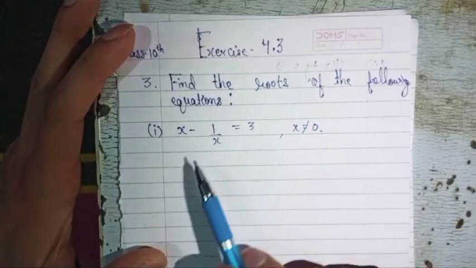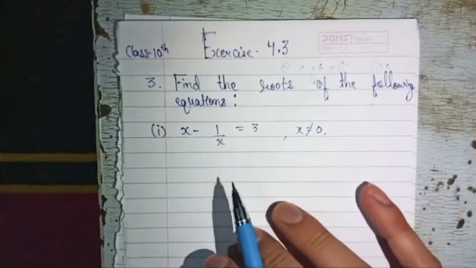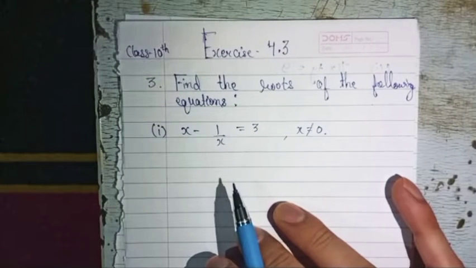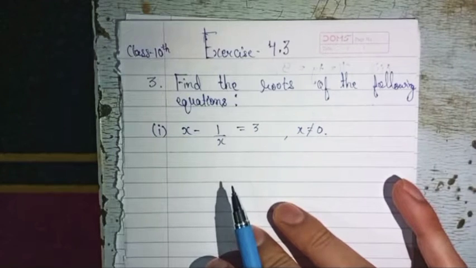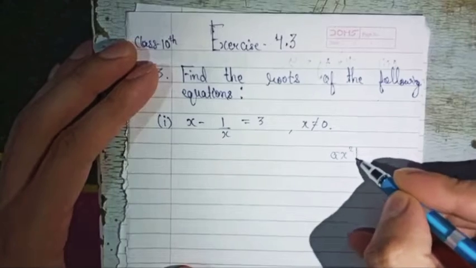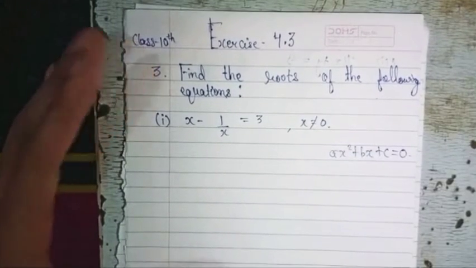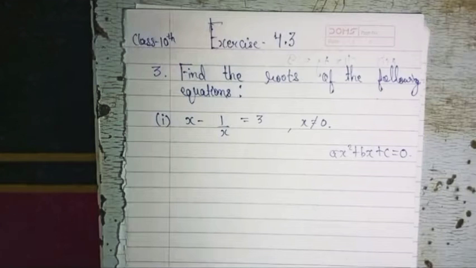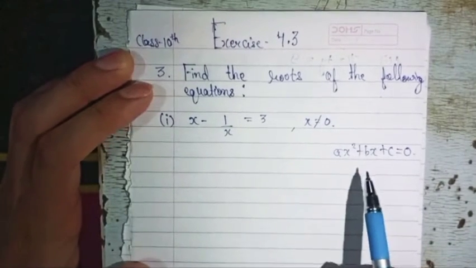So the equation is not given to us in a quadratic form. So first of all we need to make it in a quadratic form. What is the quadratic form? ax square plus bx plus c. That is the quadratic form. ax square plus bx plus c equal to 0. So that is the general form of a quadratic equation.